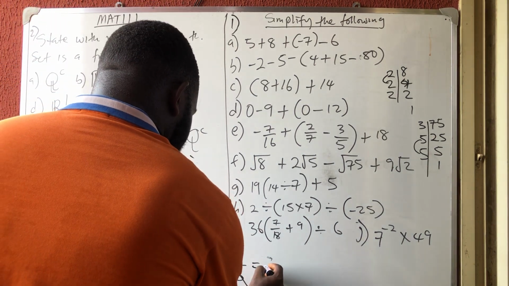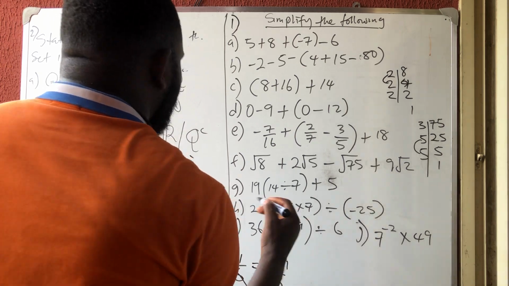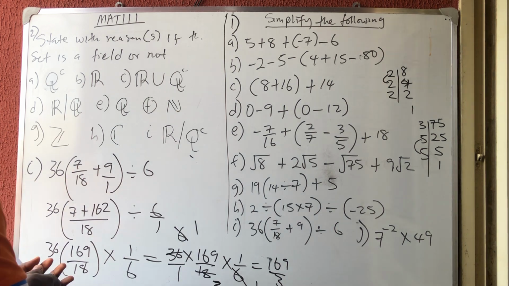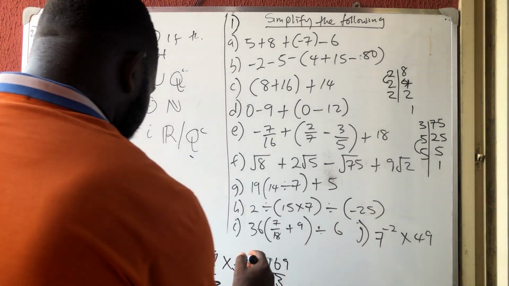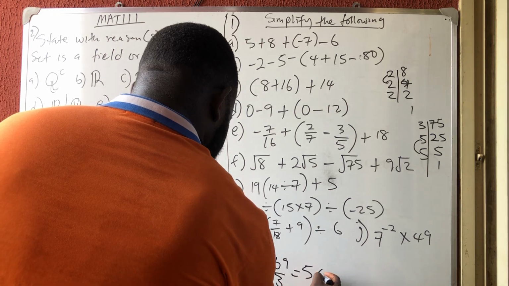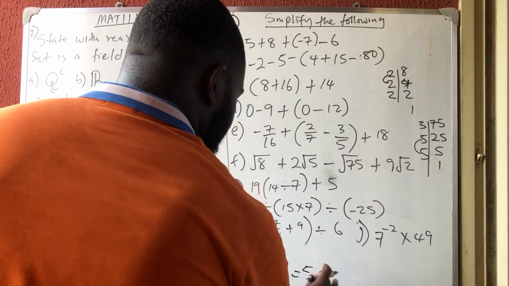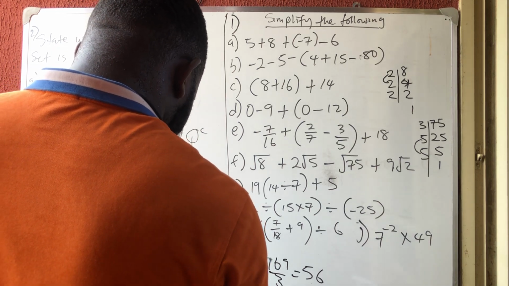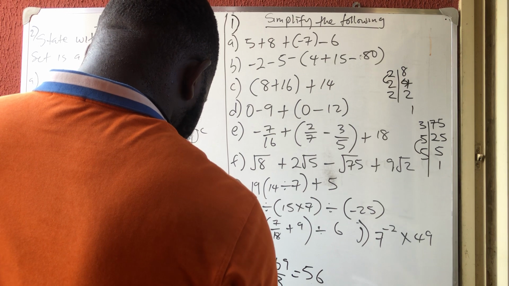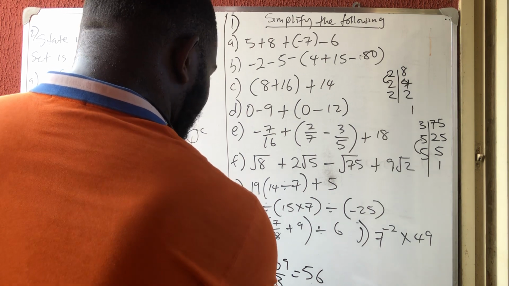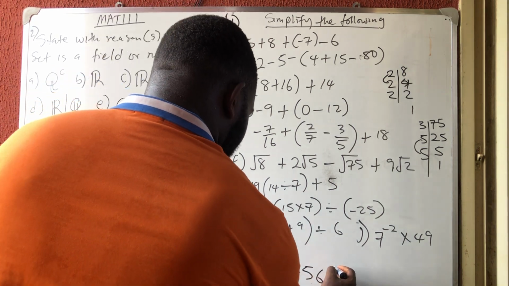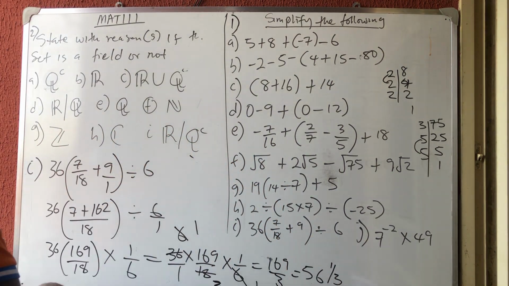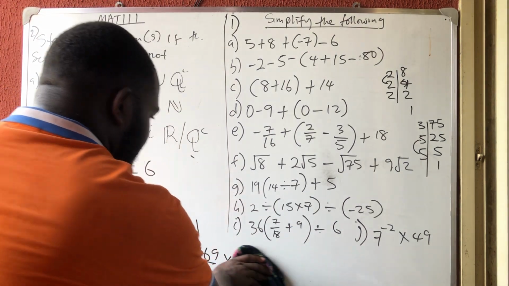So my answer is now 169 over 3. As simple as that. If you want to get your answer in mixed fraction, you have 169 divided by 3. I'm having 56 point blah blah blah. So I'll just say 56, then minus that 56 from your answer, you get 0 point something. Then times that 3 you are dividing with. So I'm having 1, so 1 over 3. So that is that.